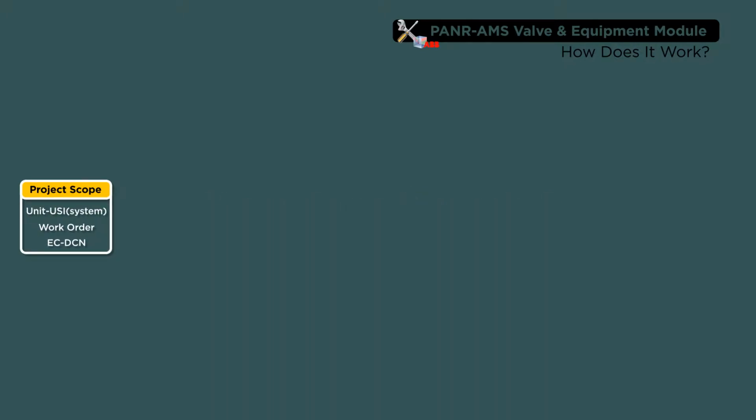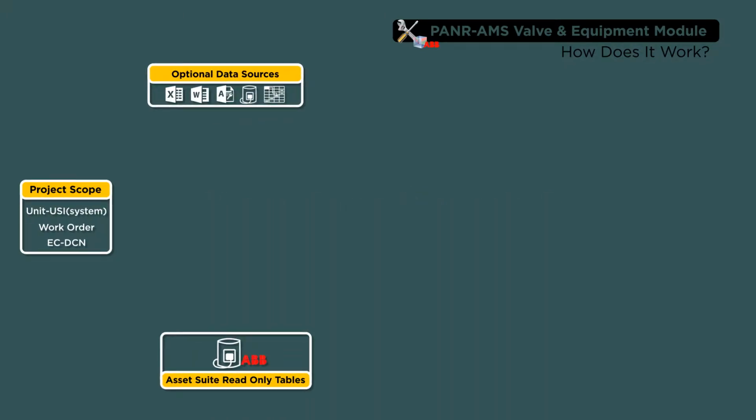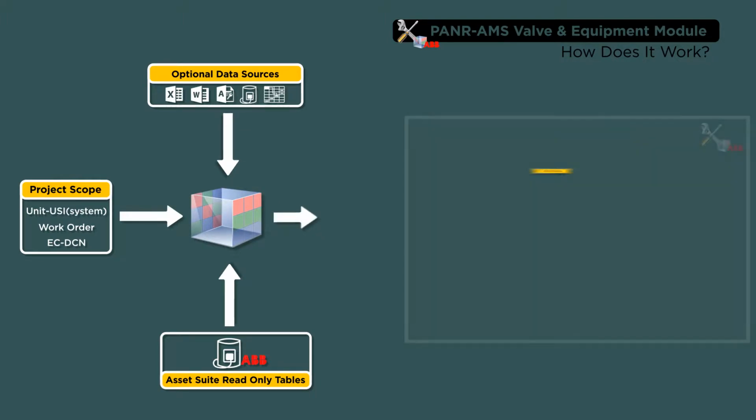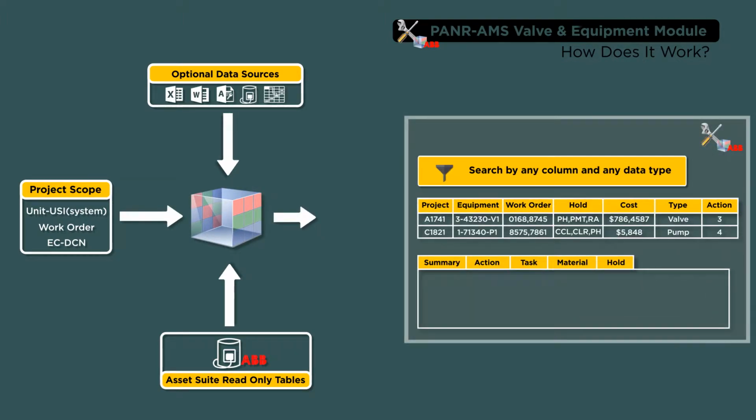Once the project scope, optional data sources, and asset suite tables are connected to PANR-AMS, PANR-AMS creates a separate module for valve and equipment. Module has a very intuitive user interface with the filter, data list, and data detail section.